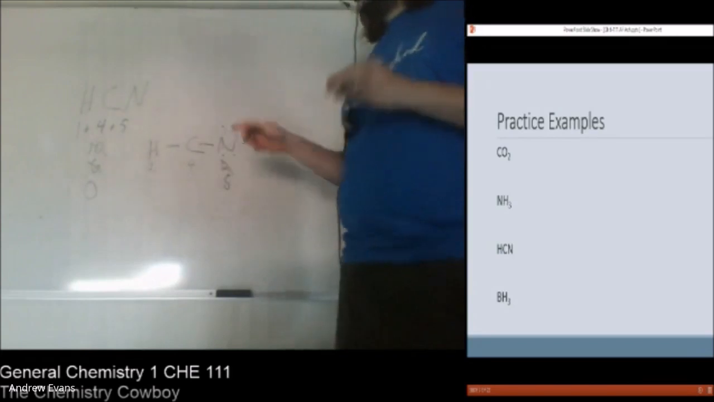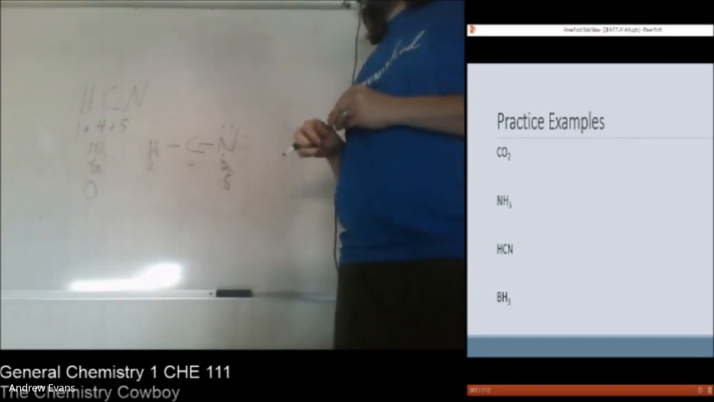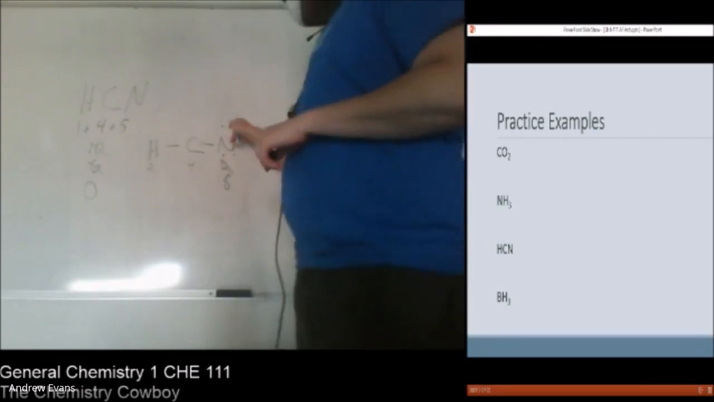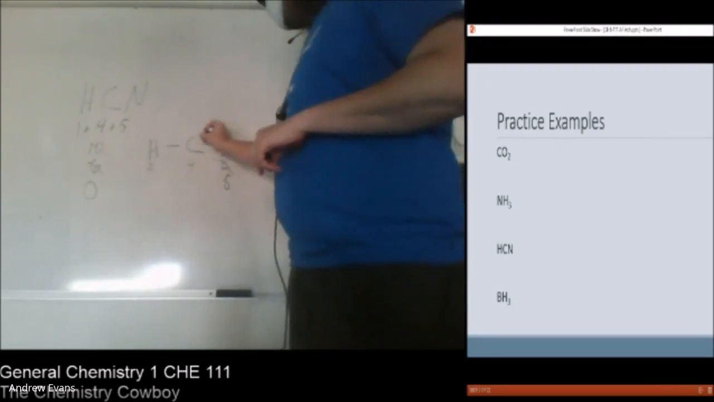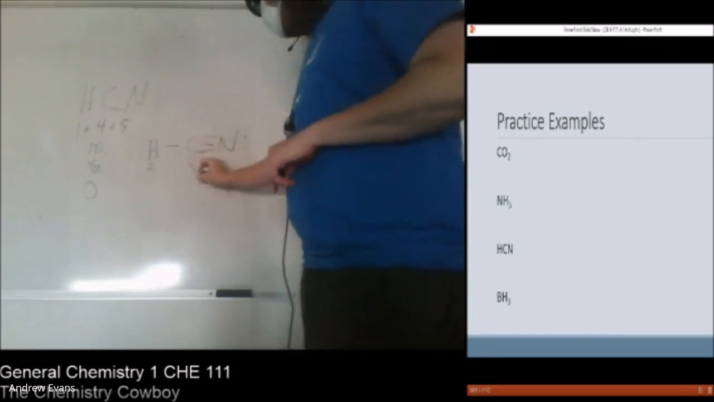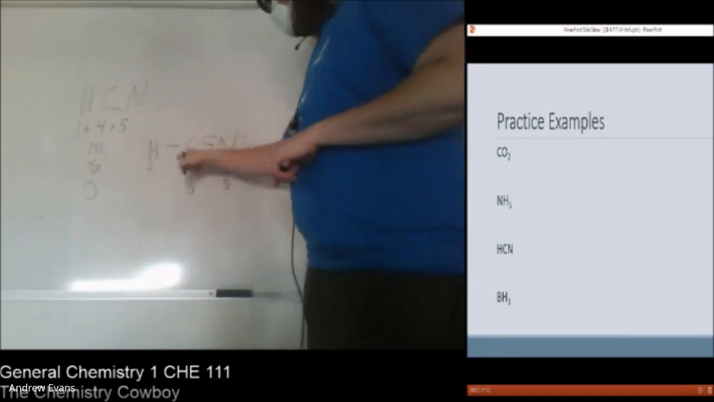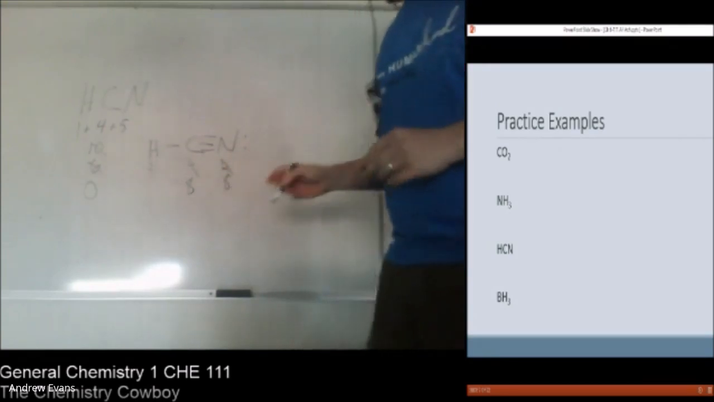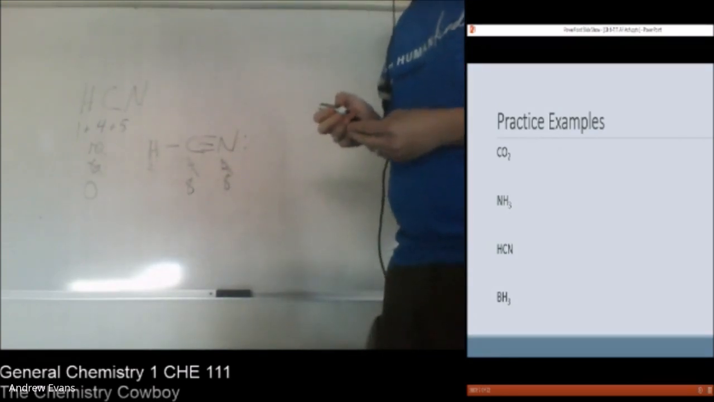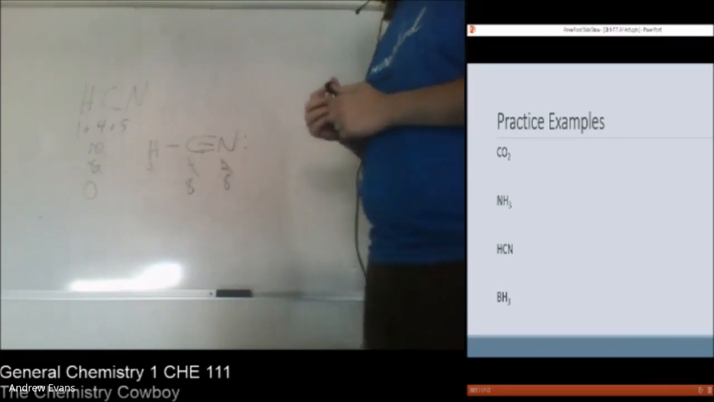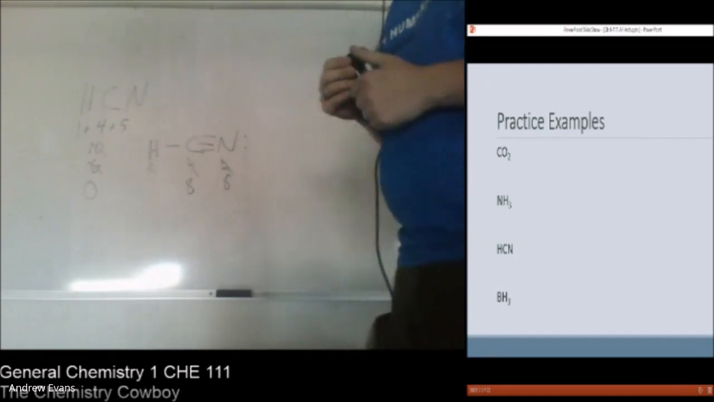Once again, I have no more I can put on the center atom. But what I can do is shift pair number 1 down, shift pair number 2 down. Now, this has doublet, octet, octet. We've achieved a Lewis structure. H, single bond C, triple bond N, lone pair on the nitrogen.